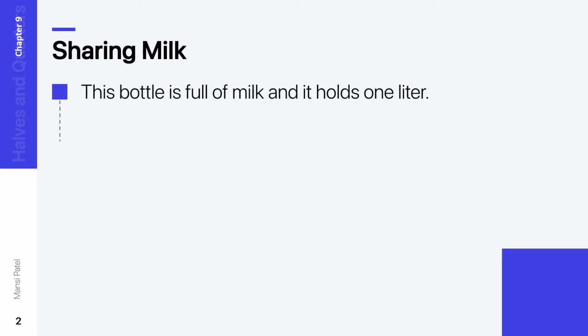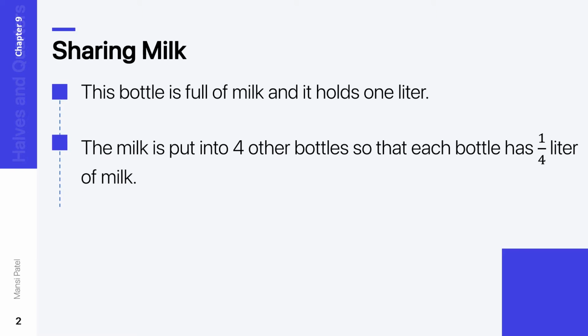Sharing milk. This bottle is full of milk and it holds 1 liter. Here, in one bottle, that bottle is full of milk. What is the quantity of that milk? The quantity of that milk is 1 liter. Now what do you have to do?